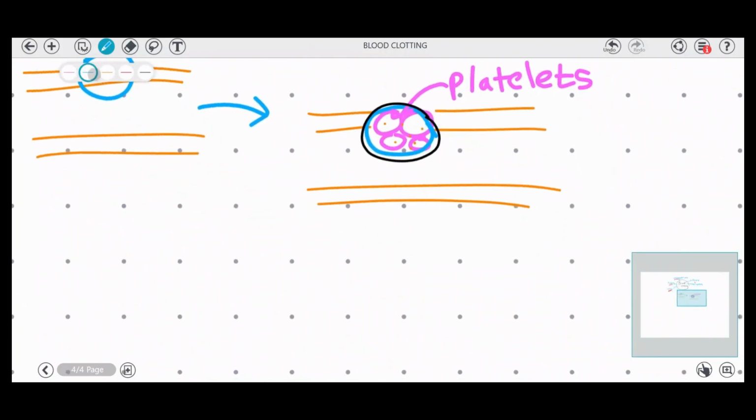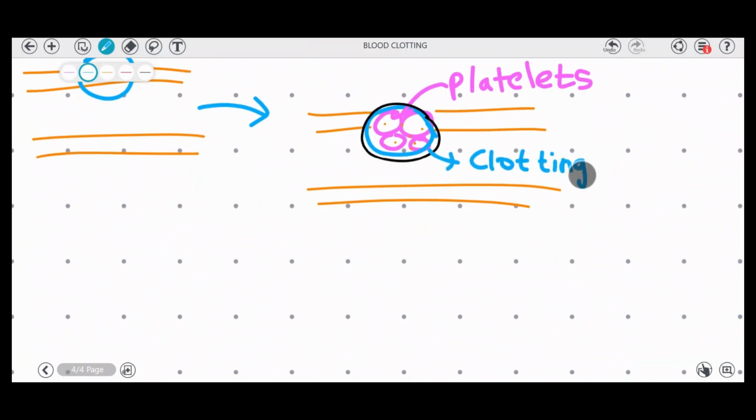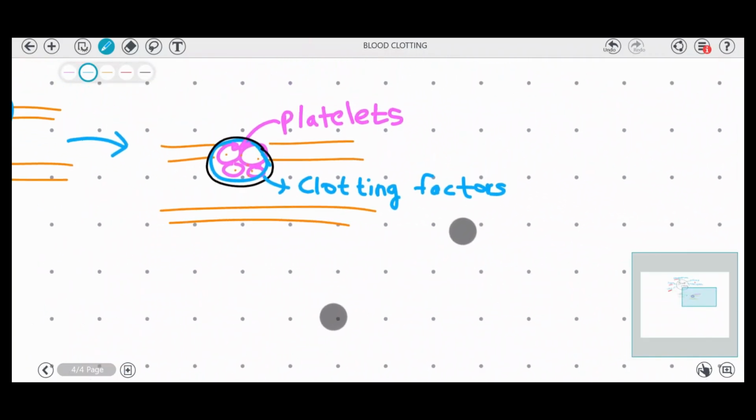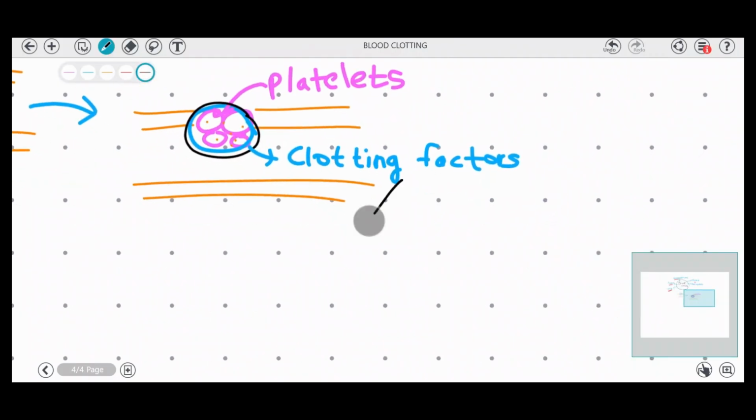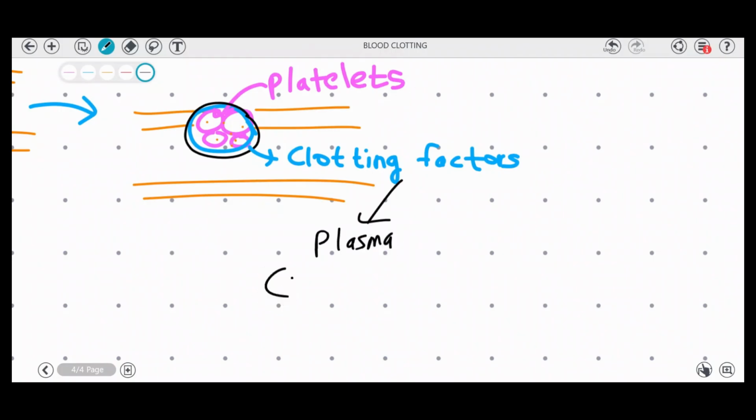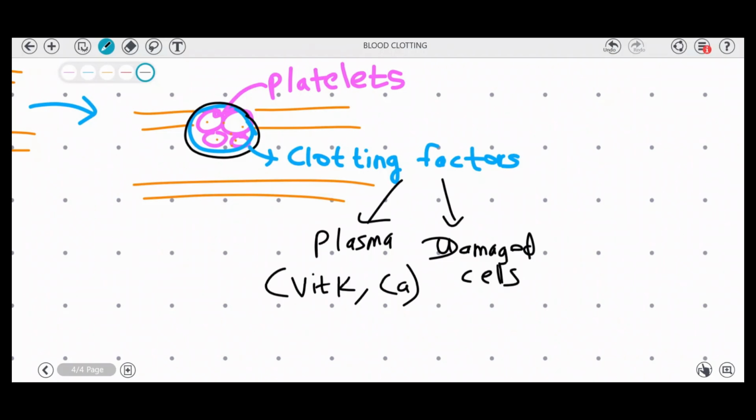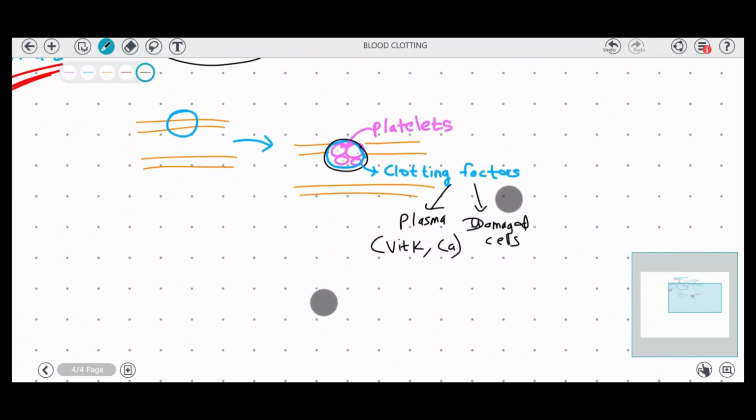Then these platelets are going to release clotting factors. Clotting factors are not only released by platelets, they're also found in plasma, dissolved, such as vitamin K and calcium. Damaged cells are also going to release clotting factors in addition to the platelets. Then you have to remember the clotting factors.